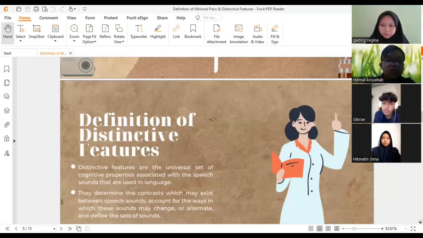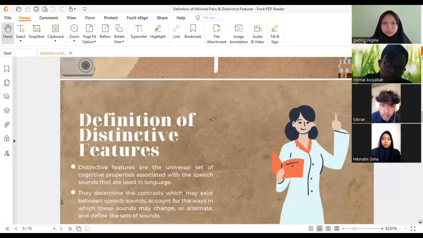Roman Jakobson proposed that there is one universal set of distinctive features for all languages, which define classes of sound relevant to phonology. Point one, all contrasts must be stated in terms of these features. Point two, all restrictions on the distribution must be stated in terms of these features.